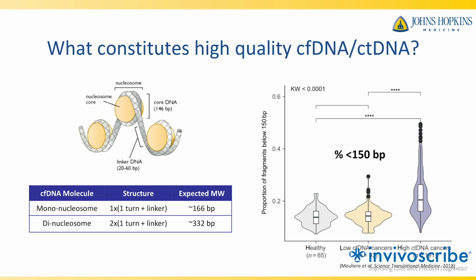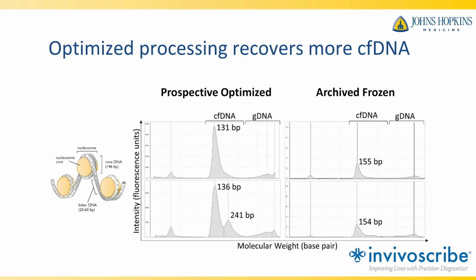And you can see here healthy, low ctDNA cancer and high ctDNA cancers. The higher the ctDNA amount, the more fragments under 150 base pairs. So that's probably what we're shooting for. And what do we see? Well, we realized that optimal processing really made a big difference.